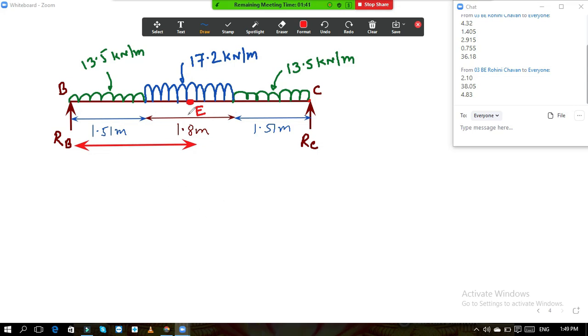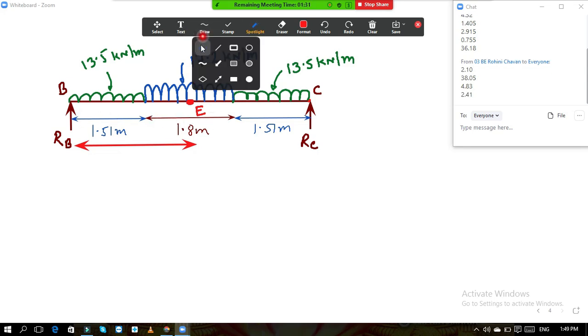See, this total is 1.8. So half of 1.8 is 0.9. So 0.9 plus 1.51 is 2.41. Okay, so this is 2.41 meter. Here we will get the maximum bending moment.